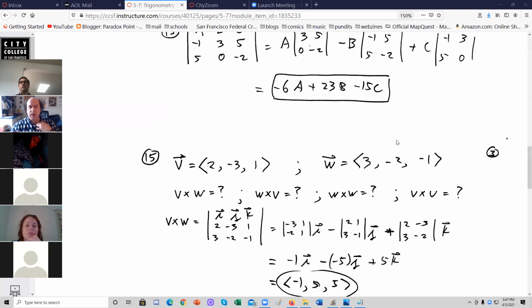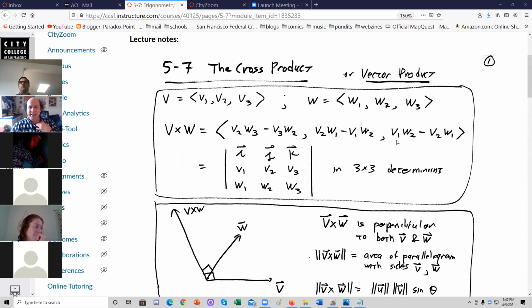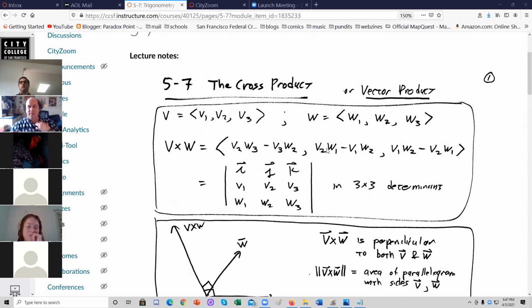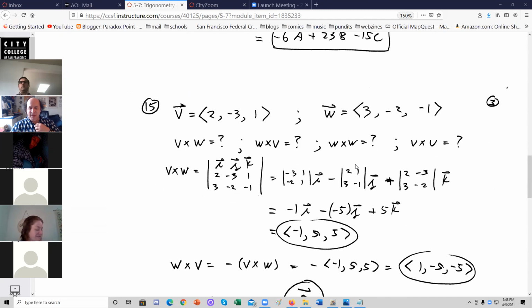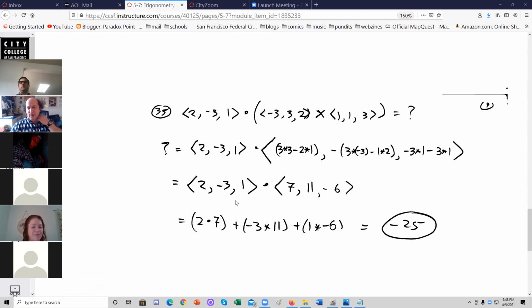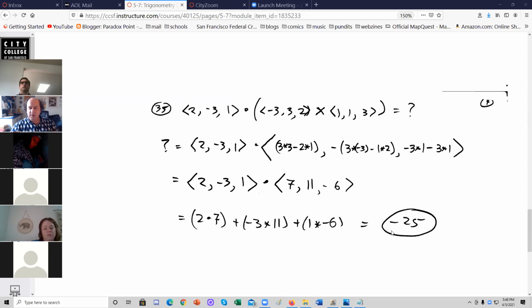Here I used this formula after I fix this 2 and this 2 here, but it comes to the same thing. And so 2, negative 3, 1 dot 7, 11, negative 6. You multiply components and add. 2 times 7 plus negative 3 times 11 plus 1 times negative 6, which after you work it out is negative 25.